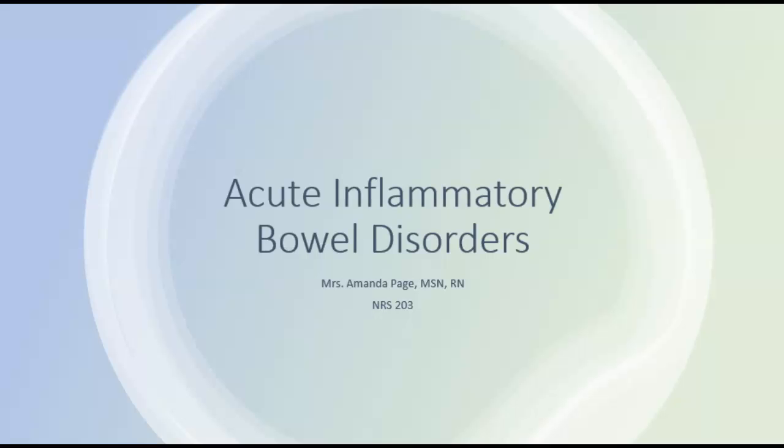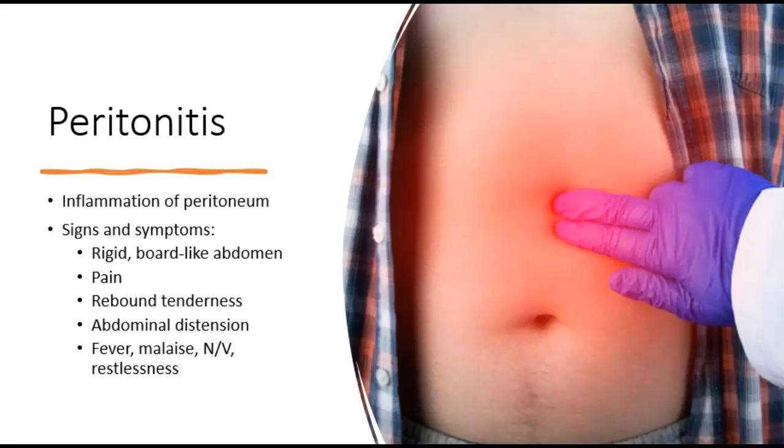So as a review, digestion of the food and absorption of nutrients is going to occur primarily in the small intestine. Water is reabsorbed in the large intestine to help maintain fluid balance and promote the passage of waste products. First, we'll talk about peritonitis, which is inflammation of the peritoneum.